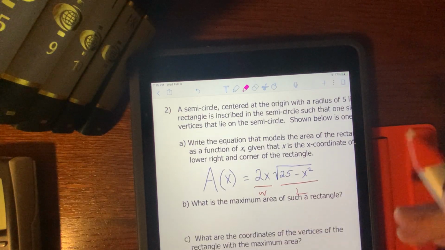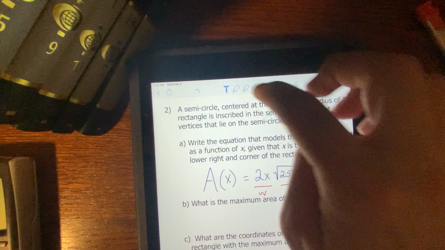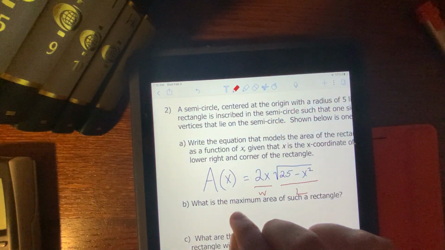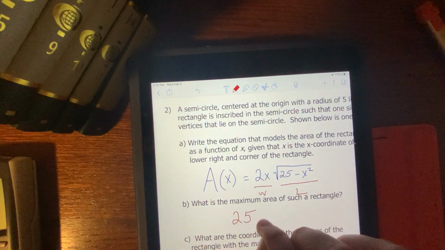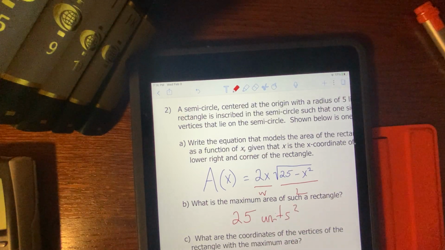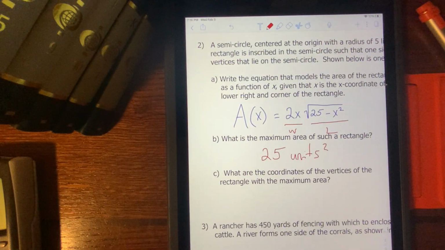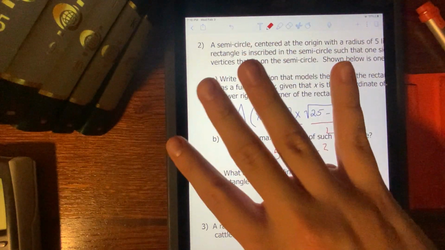And, okay, so what did we say for area? Well, that's going to be 25 units squared. So that'll be the answer to that one. And now we want the coordinates of the vertices of the rectangle with the maximum area. All right, so that means the corner points. There's going to be 4 of them.